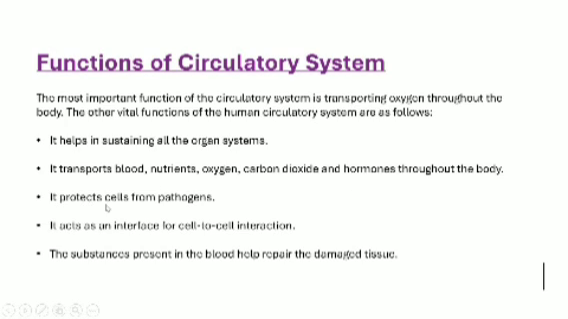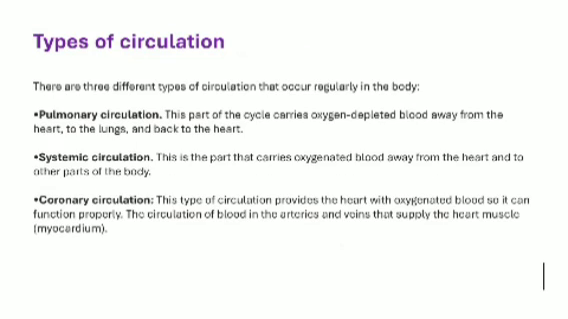And also it protects the cells from pathogens. It acts as an interface for cell to cell interaction. The substances present in the blood help to repair the damaged tissues. Okay, these are the functions of the circulatory system. Clear? Then coming to the types of circulation, there are three types of circulation.